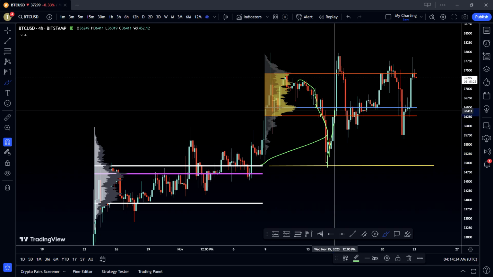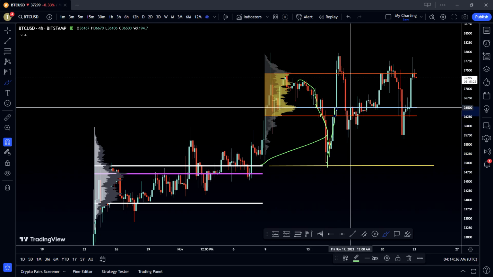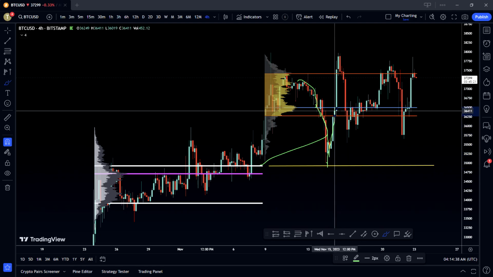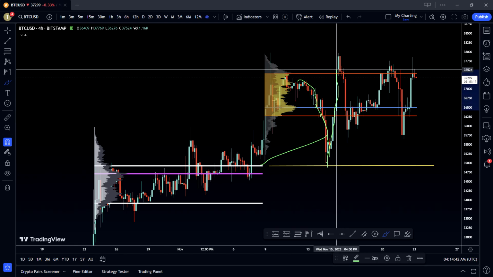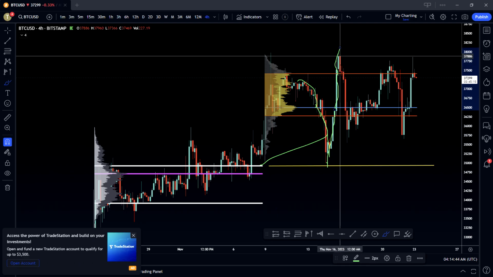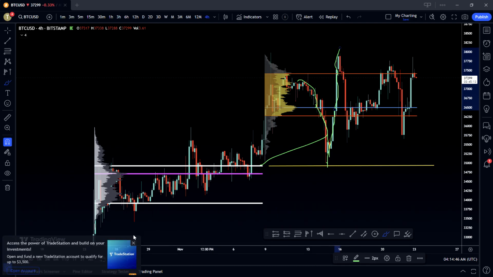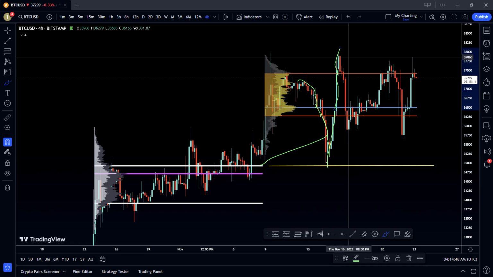Okay. Now, this initially would have been resistance, and I'm sure it was for a second, but guess what happened? Boom, blew through it. Point of control. They didn't care about it either. That support was supposed to flip the resistance. Wrong. Right through it. Okay.